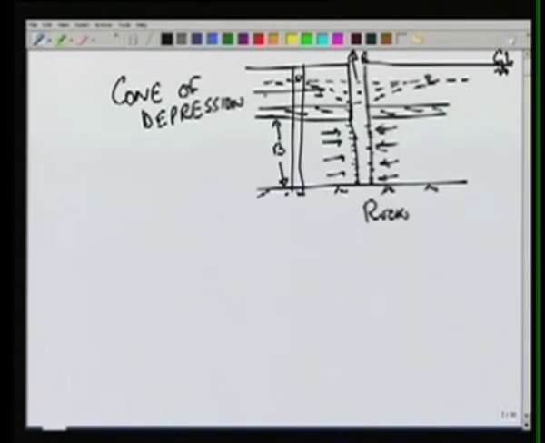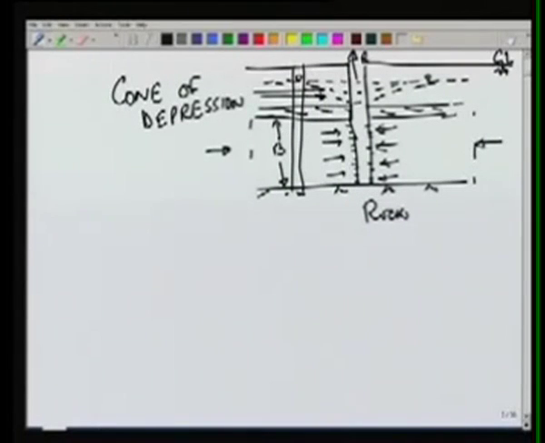Which will go deep as we keep on pumping. Now there is some recharge into the aquifer, and ultimately this cone of depression will reach a stage where this Q which is being pumped out will be balanced by the Q which is coming in, and we will say that it has reached a steady state.